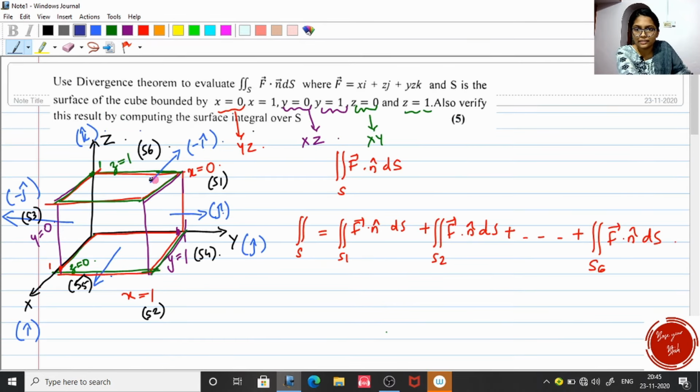S5 is the bottom surface, isn't it? Here you can see that z equal to 0 is S5, and the unit vector perpendicular to S5 is against the positive z direction, or it is negative k cap. Fine, z equal to 0 and negative k cap.